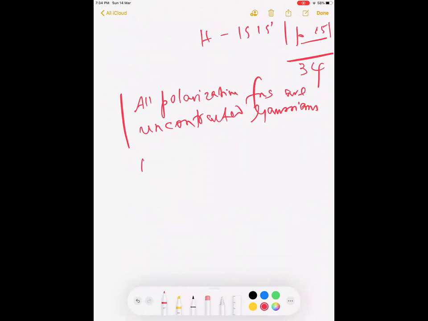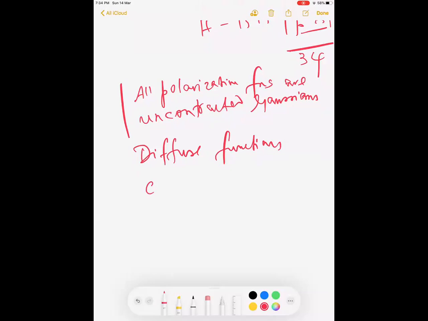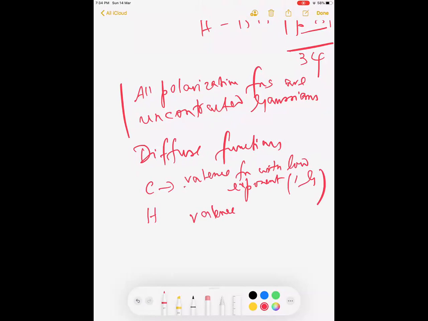Then come the diffuse functions. Again, diffuse functions can be given as a set of functions on carbon and hydrogen. And diffuse functions are usually valence functions, I told you, with a very low exponent. Because what is the idea of the diffuse function I explained today? That they must die very slowly. So they have very, very low exponents and they are again uncontracted, so one Gaussian. So hydrogen also has a valence function. Valence is of course S. So here I have an SP, and I have S here.